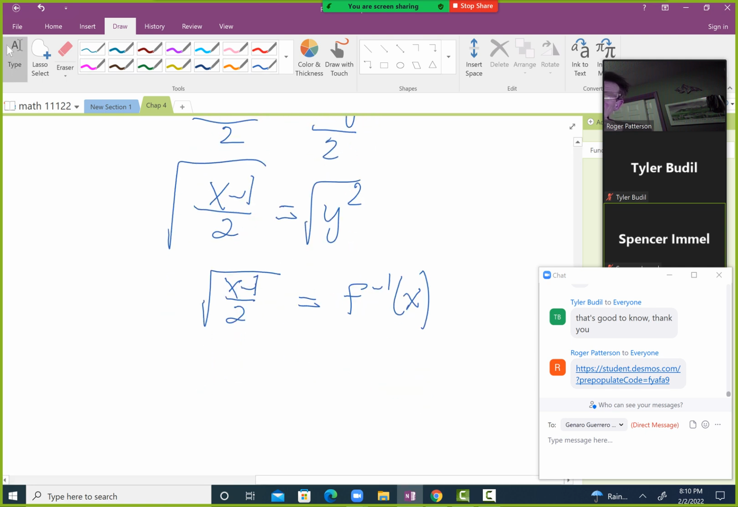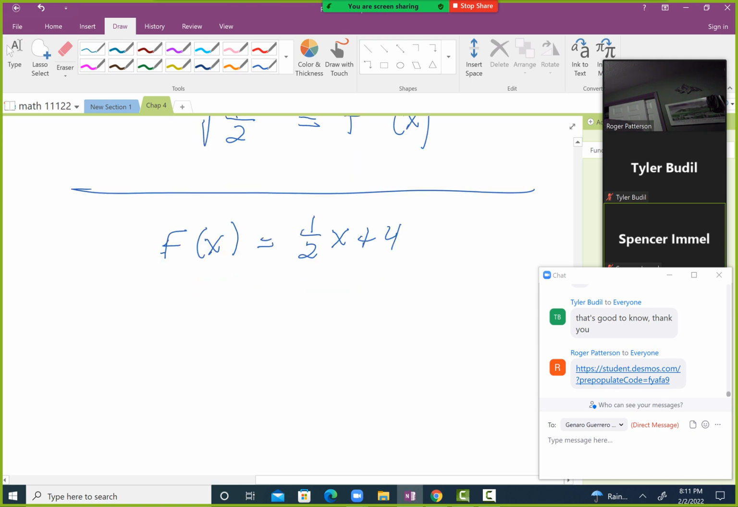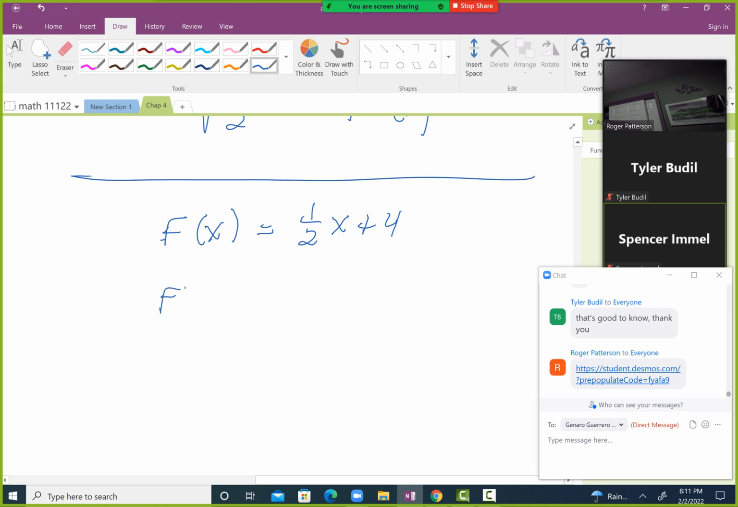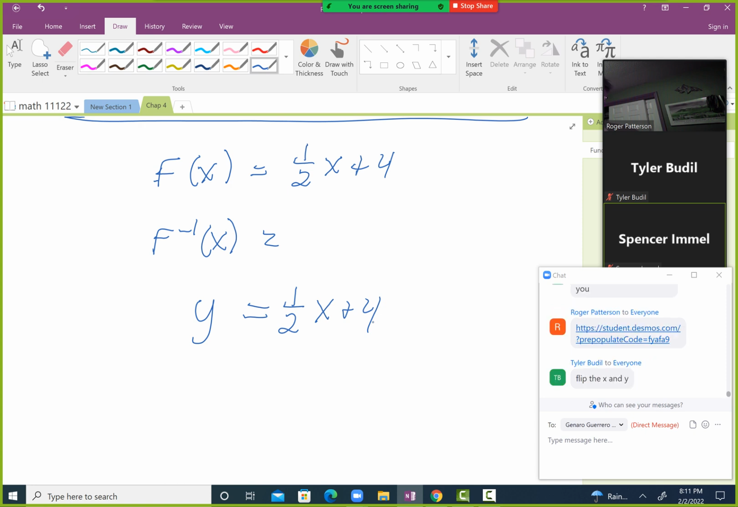Let's see. Oh, let me show you this. Let's do another one. Okay. So let's do f of x equals 1/2 x plus 4. So let's go ahead and find the inverse of this guy. All right. Set equal to y. All right. What do we do now? Yeah, flip the x and y, right?